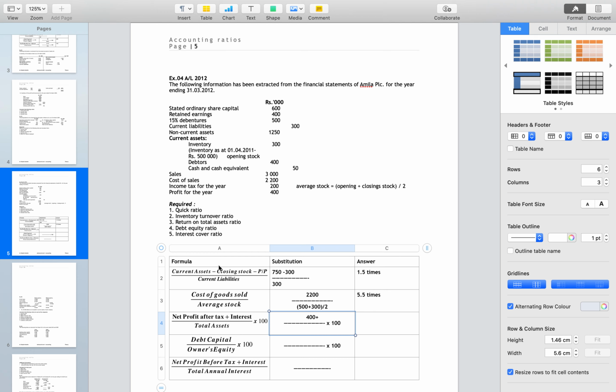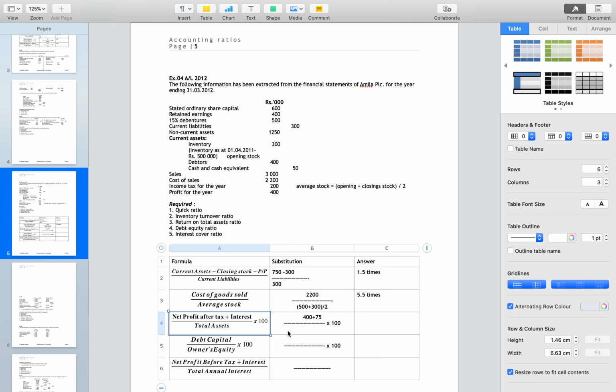Now unlike the last paper, you don't see something called interest in your data, but there is something here called debentures, right? So what do you mean by debentures? A debenture is when a company takes a loan from the public. Over here we have taken a debenture worth 500,000 and we have to pay a 15% interest. So on this 500,000, 15% will be 75. Divide the whole thing by total assets.